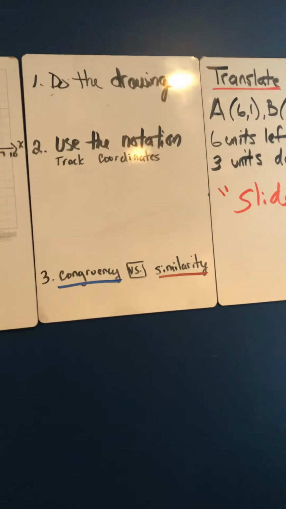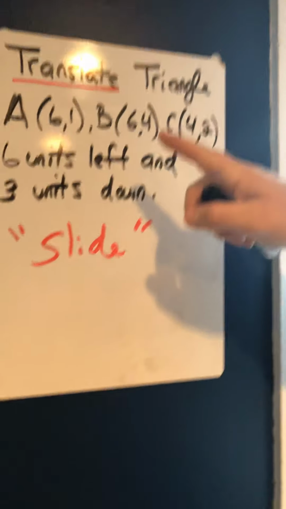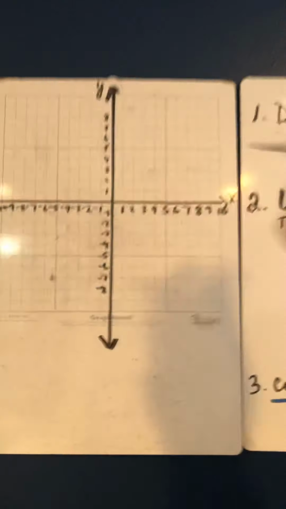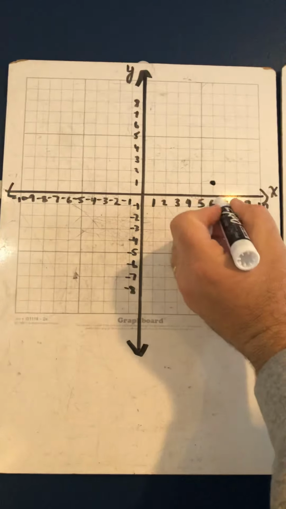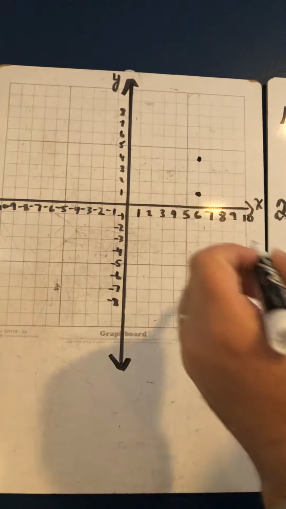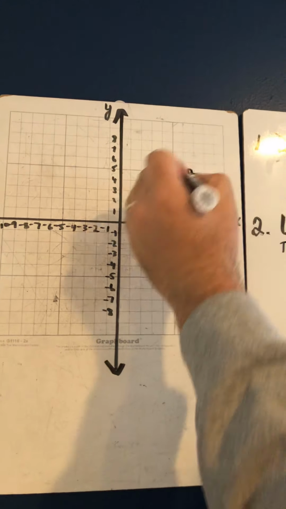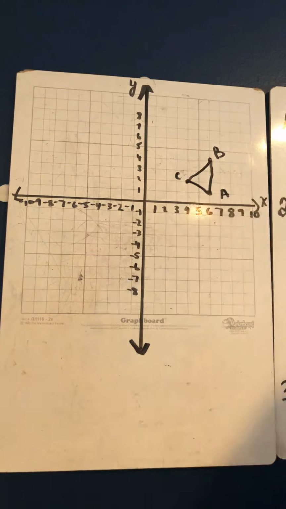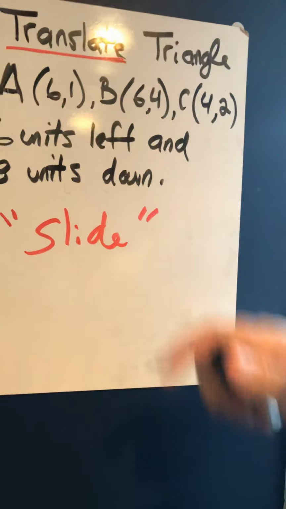Okay, so our first goal is to do the drawing. I'm going to take my example, translate triangle ABC. Let me plot the original image first. On the coordinate plane, A was at 6, 1, B was at 6, 4, and C was at 4, 2. I'll label the points A, B, and C, and I'll draw my triangle. So there's my original triangle. And the rule was 6 units left and 3 units down.